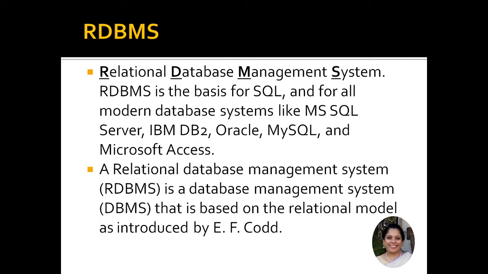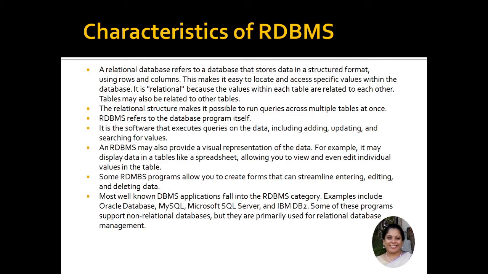Now what are the characteristics of RDBMS? A relational database refers to a database that stores data in a structured form. The data will be stored in rows and columns, which makes it easy to locate and access specific values within the database. It is relational because the values within each table are related to each other and the table may also be related to other tables. So here anything and everything I store as data will be in a tabular form. I make rows and columns of that table.